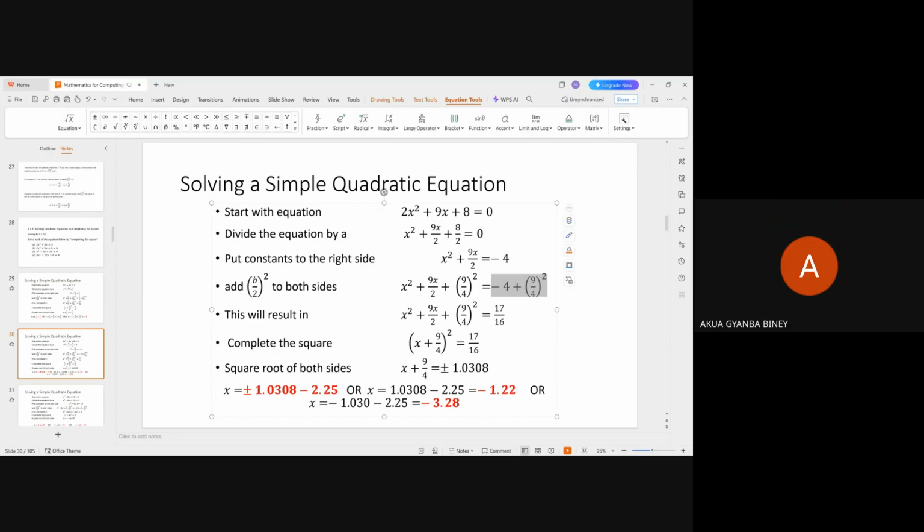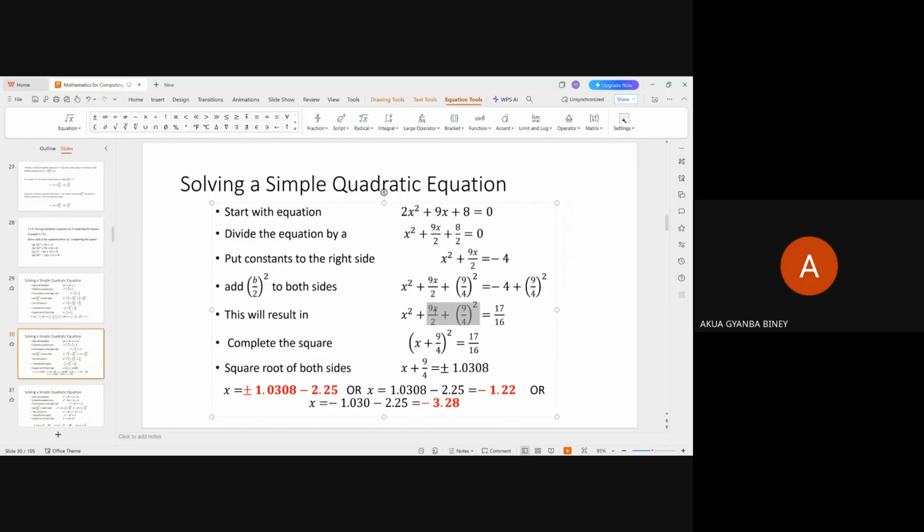Is that clear? Yes, please, madam. Okay. So it's just simplifying that part that is giving us what is on the right-hand side. So when you solve this, you get 17 over 16. And that is just what is here.